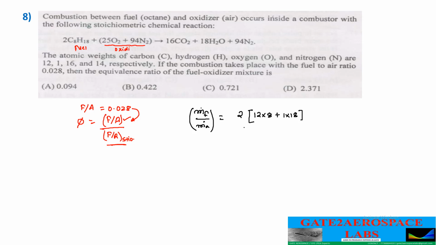Hydrogen has a molecular mass of 1, divided by this is 25 molecules of oxygen. That means 25 into 16 into 2, which is 32, plus 94 into 2 molecules of nitrogen, that means 28. So if you compute this, it comes around 0.0664. Now you know this value also.